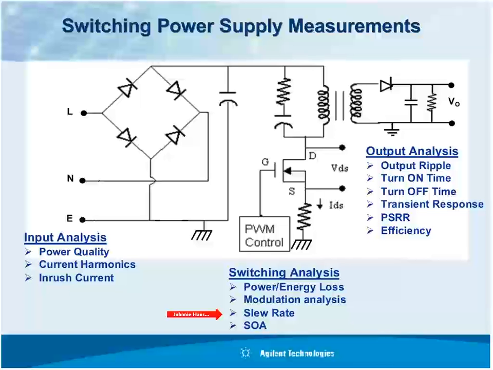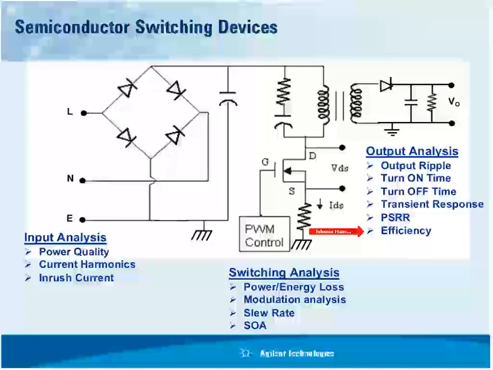And then on the output, probably the most important measurement is you just want to see the quality of the output ripple. And then there are several transient type measurements: turn on time, turn off time, transient response. And this is somewhat of a unique measurement that's typically not available using an oscilloscope, which is the tool we're focused on today. And we'll show this in a few minutes. Power supply rejection ratio. And then the bottom line is the efficiency, output versus input.